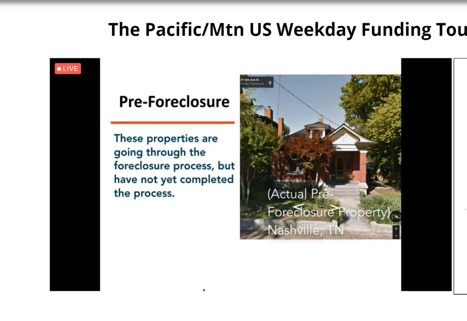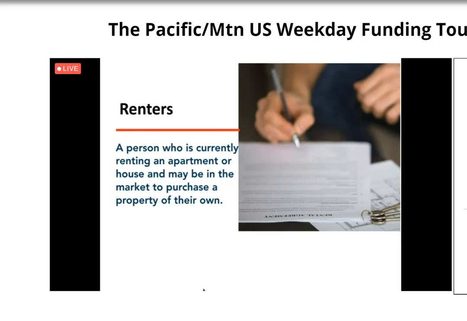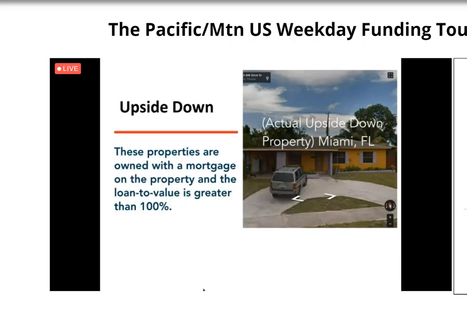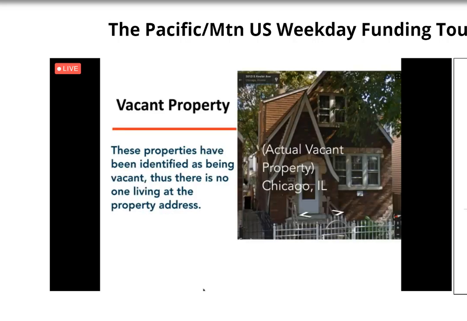These properties are going through, they've received the notice of default. Okay, that's a section that we'll do a search on. Renters, people who are currently renting. They may want to buy. I could help them with a loan here again, or help them with a property. Properties that are upside down that we can maybe do a short sale on. Okay, vacant property. These are all different lead types.